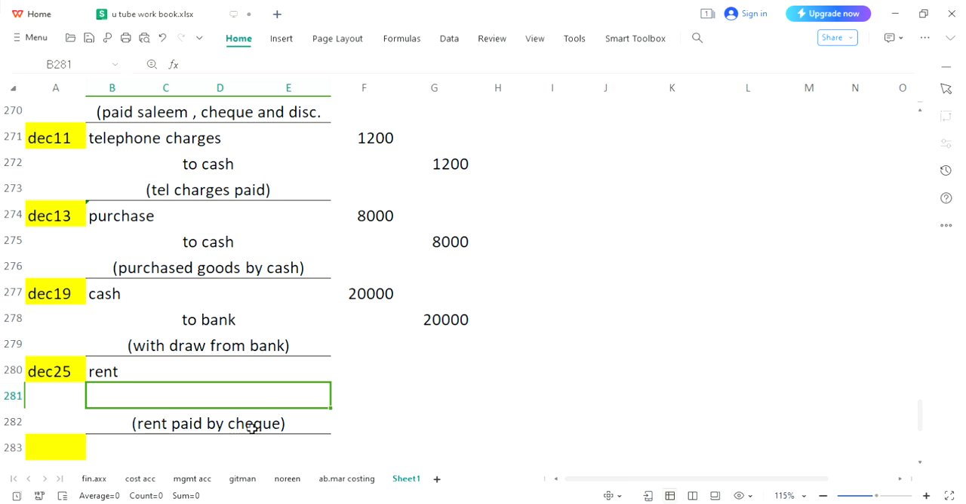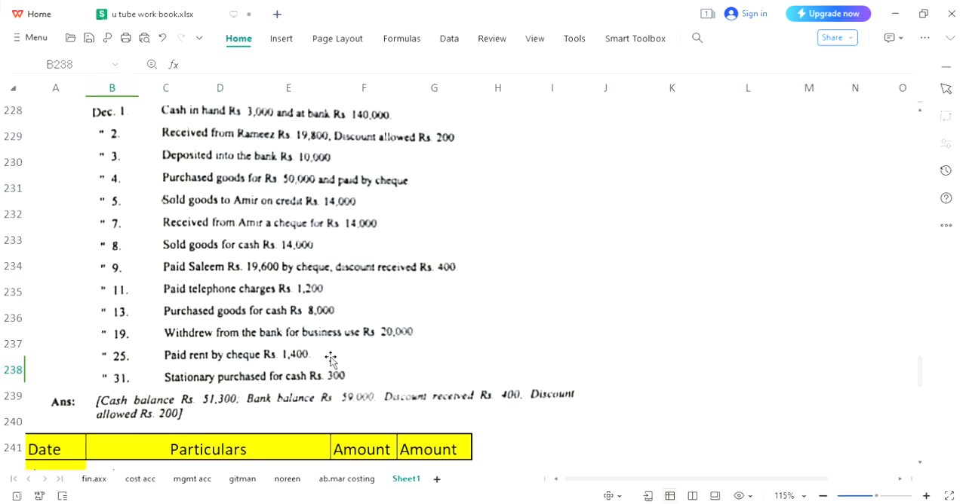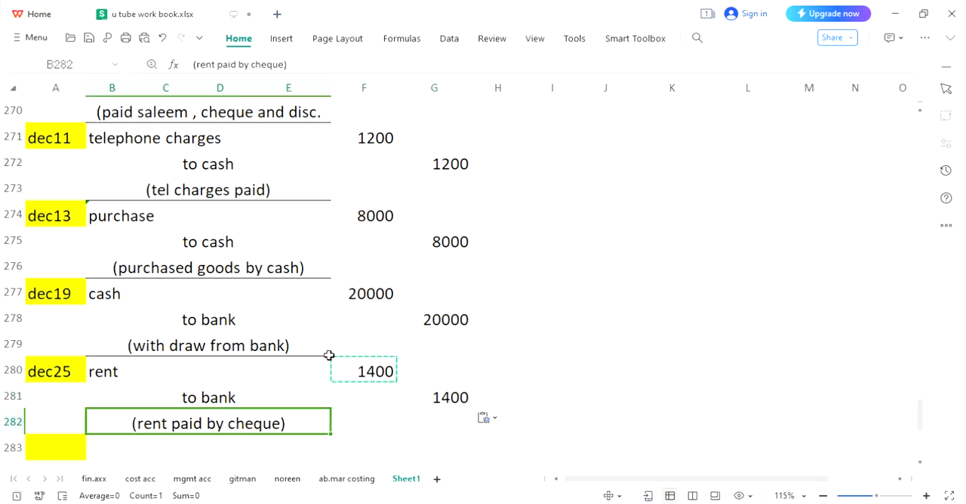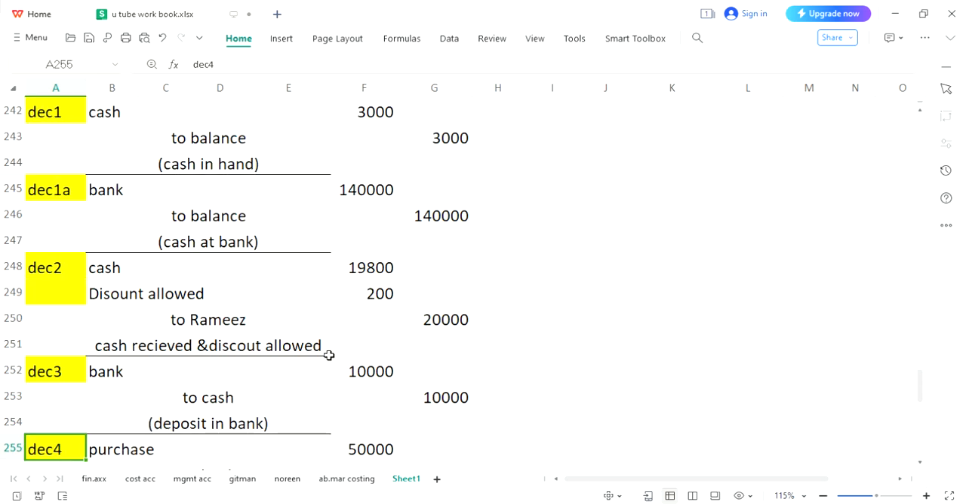As you have paid this rent by check, the person to whom you have given this check will go to your bank account, present this check and withdraw the amount from your bank. The amount present in your bank account would be decreased. It means your asset is decreasing. A decrease in asset should be credited. So your bank account would be decreased. The December 25 amount is 1400. Let's mention 1400 on the debit side and the same amount would be written on the credit side. Rent paid by check, rent to bank is your entry.